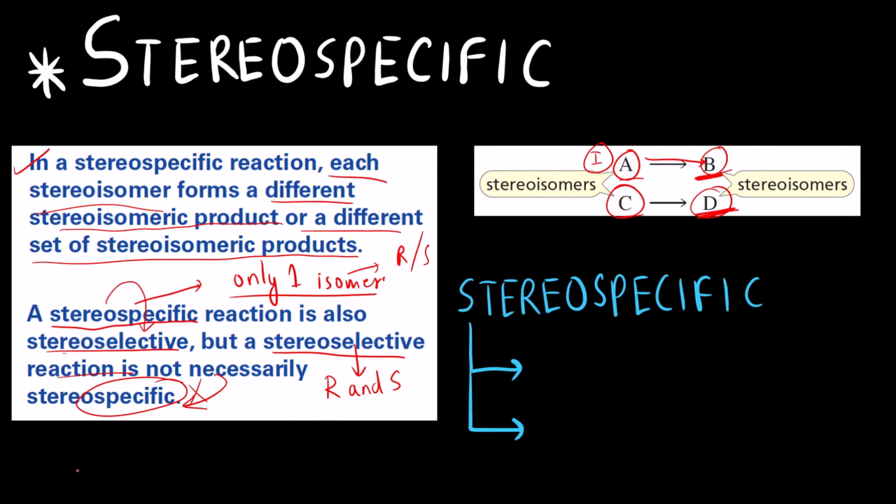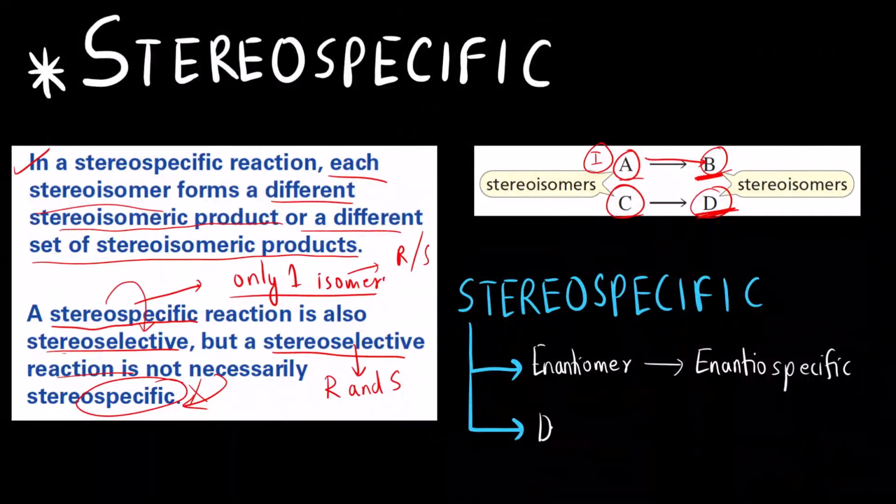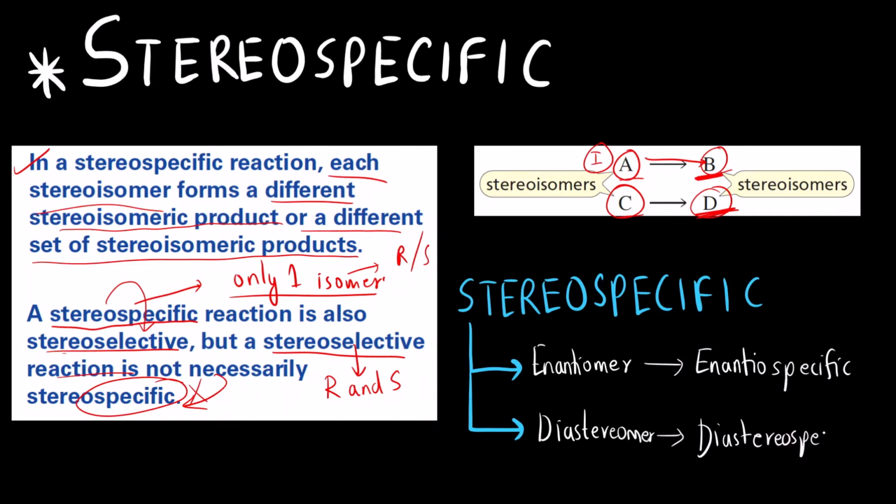Now a stereospecific reaction can also be of two types. One is if the product is an enantiomer, either R or S, a molecule having R or S configuration, then we call it enantiospecific. And if the product formed is a diastereomer, then we call it diastereospecific. Okay, so now let us understand each term one by one.